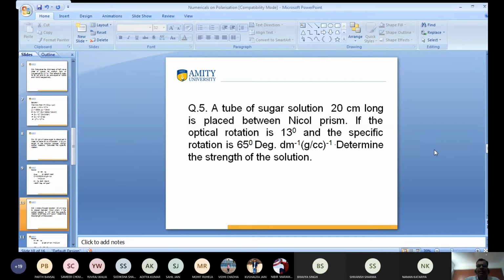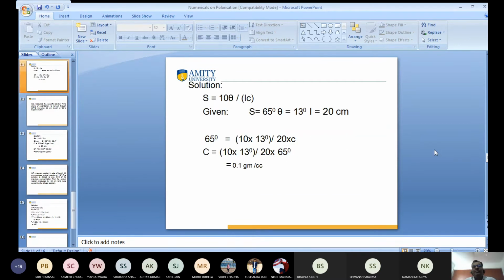So I want to discuss the answer. This is the answer: 0.1 gram per cc. You know what is specific rotation? Specific rotation S is equal to tan theta by LC. S is given 65 degree, theta is given 30 degree, and L is given 20 centimeter. So C is equal to 10 multiplied by 30 degree divided by 20 into 65.